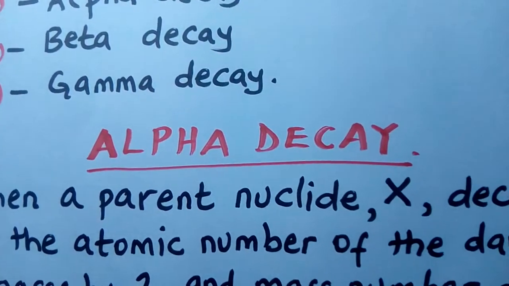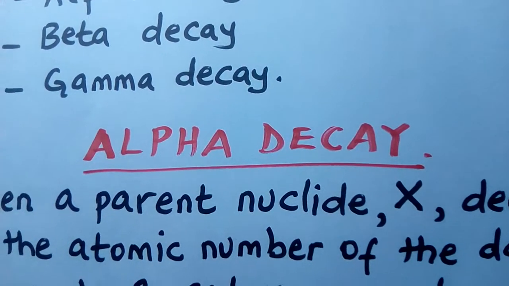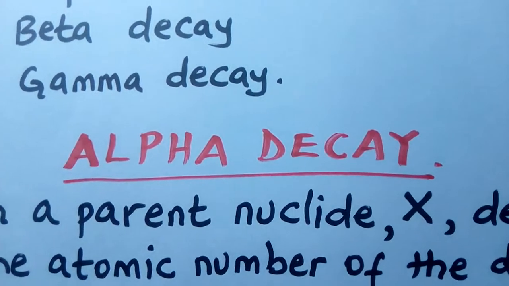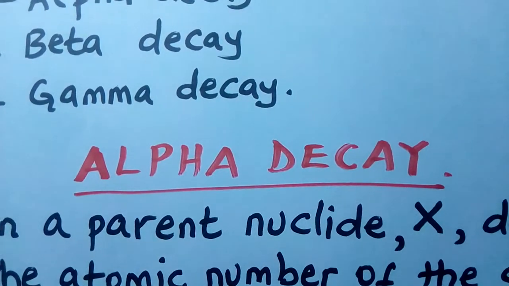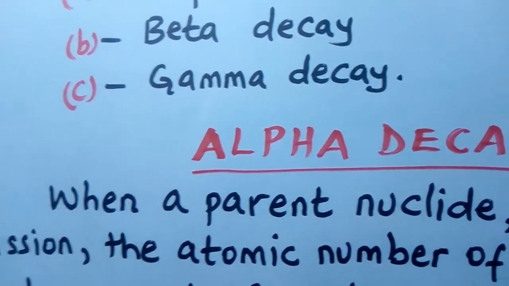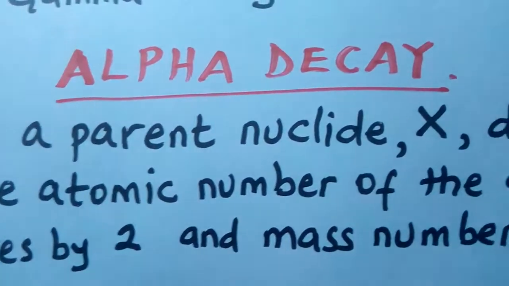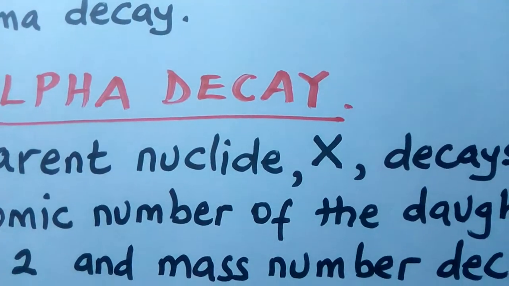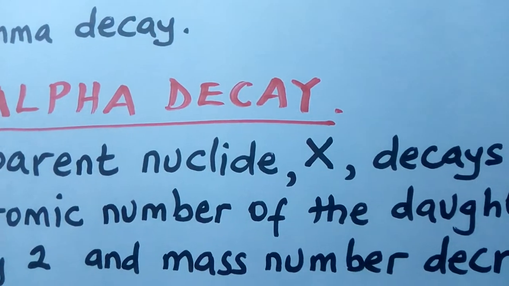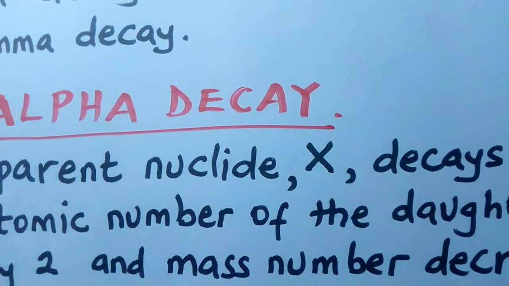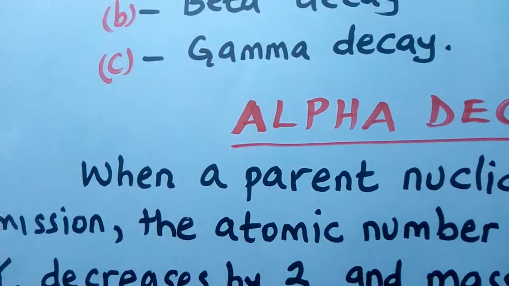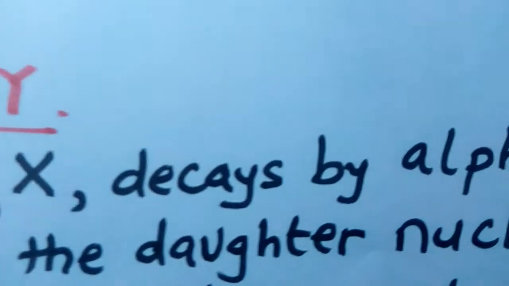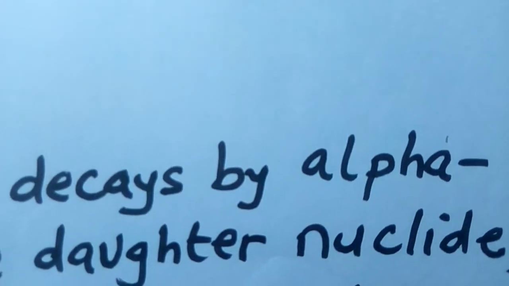Let's begin with alpha decay. Now when we say alpha decay, it means an element changes into another one by producing alpha particle only. So alpha particle is one of the products. So we are saying when a parent nuclide X, so a parent always produces a daughter, not a son.